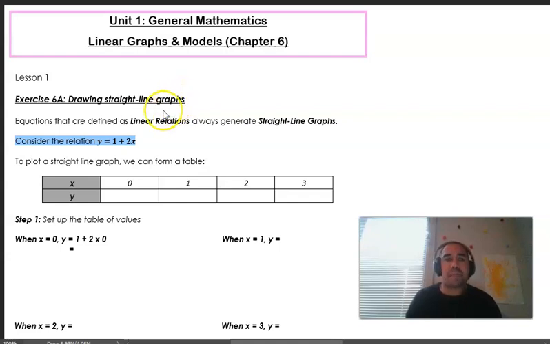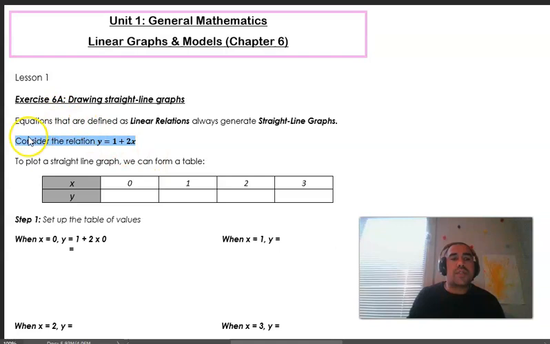So exercise 6A, drawing straight line graphs. We're going to be looking at linear graphs, and we know linear just means line or straight line. With the help of understanding how linear graphs work, we're going to model certain situations in the real world and get help from the different tools and options that we can grasp with linear graphs. For now, we're just going to look at the basics of how linear graphs work.